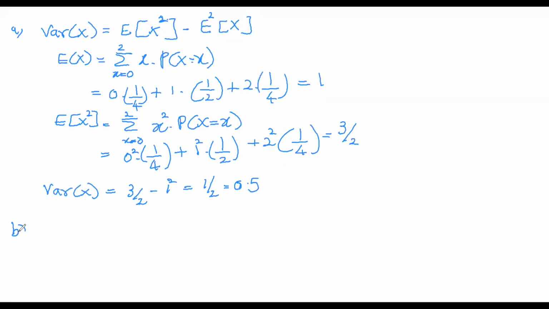Then part D, the variance of 3X minus 2. So according to that result, we can take the constant before the X out, but we have to square it, right? Variance of X. So 9 times the variance of X, which is 0.5, that is 4.5.